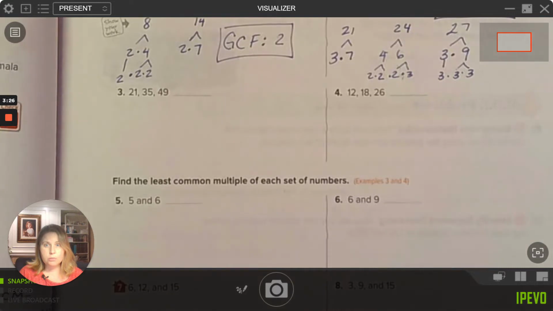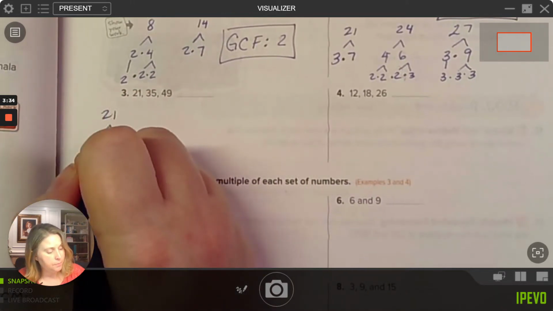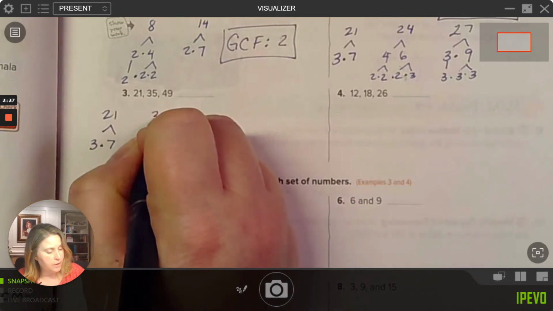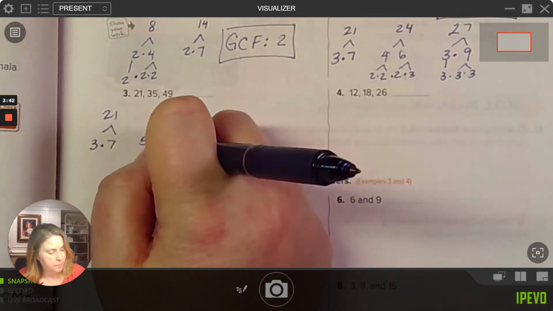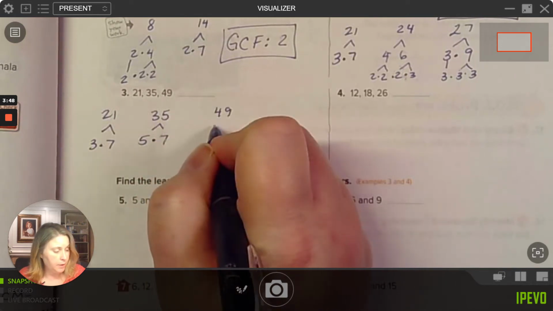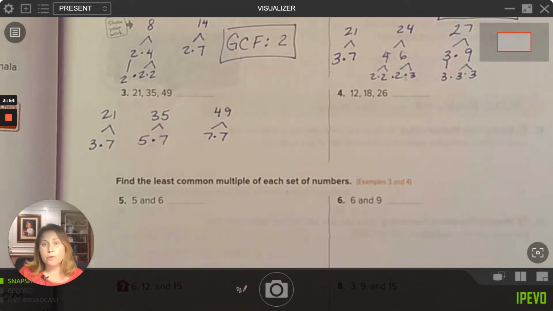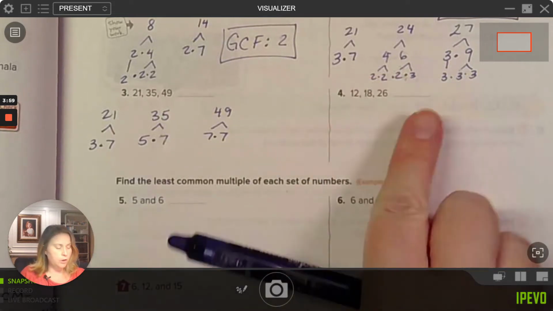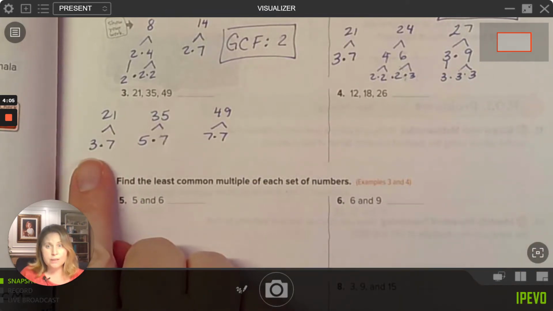Then let's take a look at number 3. We have 21, 35, and 49. 21 can be broken down into 3 times 7. 35 can be broken down into 5 times 7. And 49 can be broken down into 7 times 7. Then we're looking for the greatest factor all 3 numbers have in common. I should have gone in numerical order over here just for having a good method. So let's go in numerical order, smallest to largest.